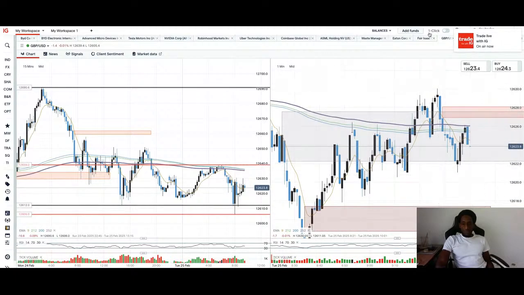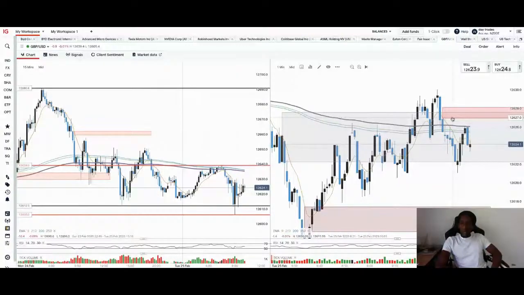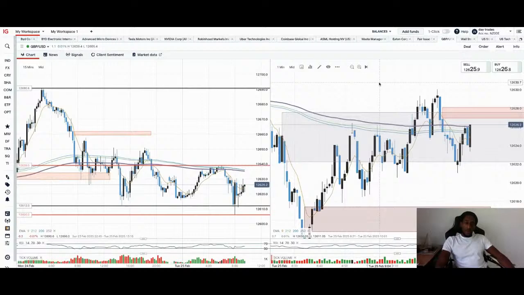Major short vibes. Like the entry. Let's see if we get entry at 126.24. 126.23, 5 pips. Let's wait. Manipulation vibes, you know?